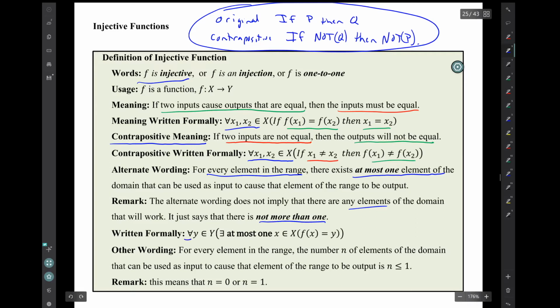For all y's in the range, set capital Y, there exists at most one x in the domain set such that that x will cause that y to be output. And we could write this a different way as well. We could say that for every element in the range, the number of elements in the domain that can be used as input to cause that element of the range to be output is some number n that's less than or equal to 1. Well, that means that n is equal to 0 or n is equal to 1.